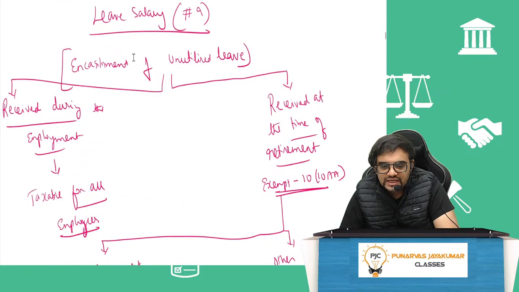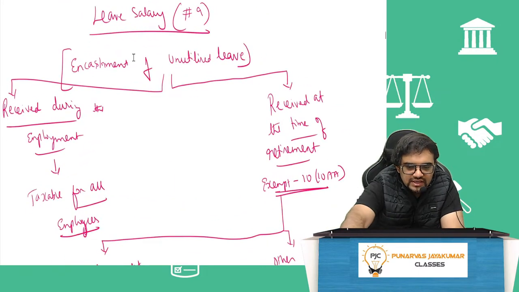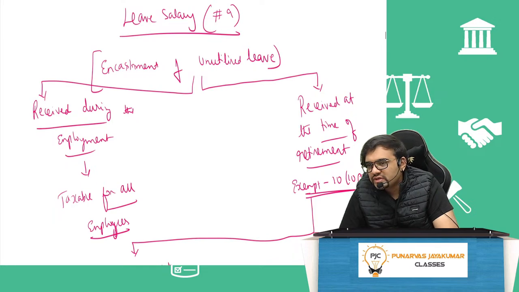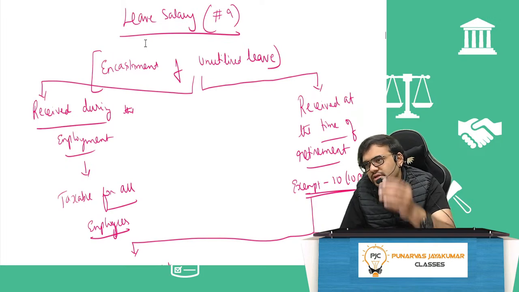Next concept is leave salary. Leave salary is encashment of unutilized leave. In every company, you will get at least around 20-25 days off in a year, apart from your other leaves, like holidays. Apart from that, you can also take, for example, casual leave 20 days, sick leave 10 days. It depends from company to company.